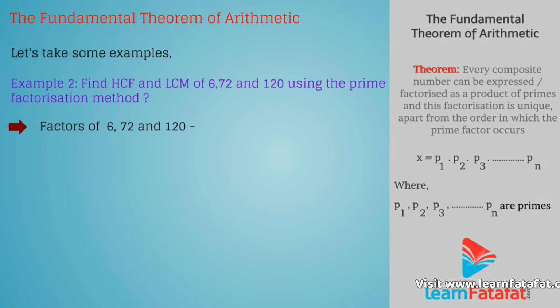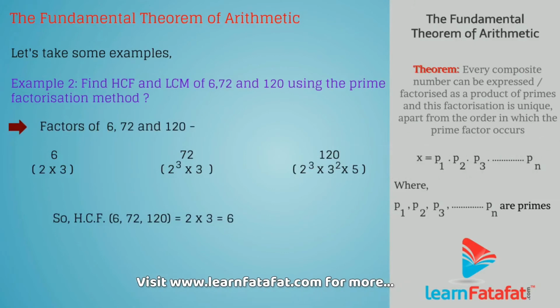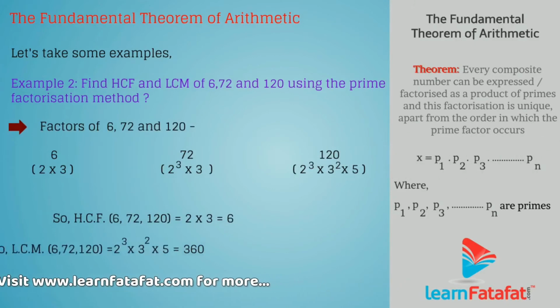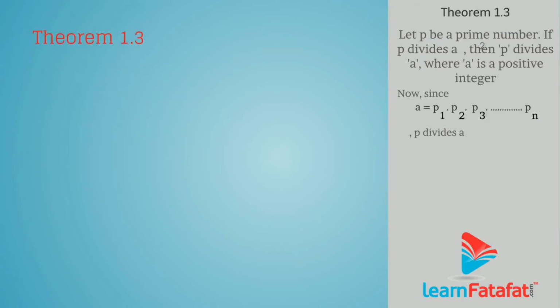Factors of 6, 72 and 120. Therefore, the HCF of these numbers is 2 into 3, that is 6, and the LCM of these numbers is 2 cube into 3 square into 5, which is equal to 360. Theorem 1.3.